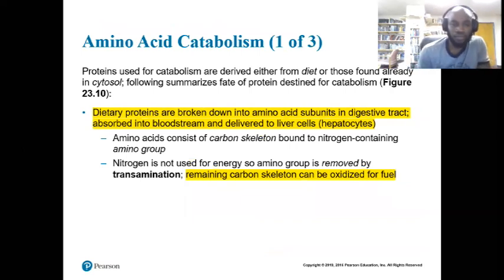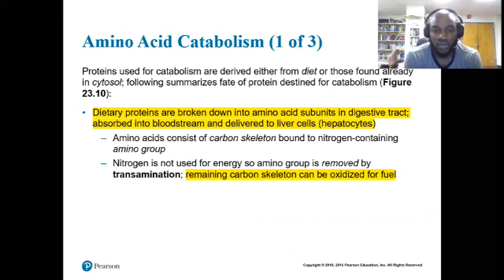Amino acids. Dietary proteins are broken down to amino acid subunits in the digestive tract, and we talked about that. They are absorbed into the bloodstream and delivered to your liver. We talked about the breaking down of protein starting in the stomach, in the digestive system last chapter.